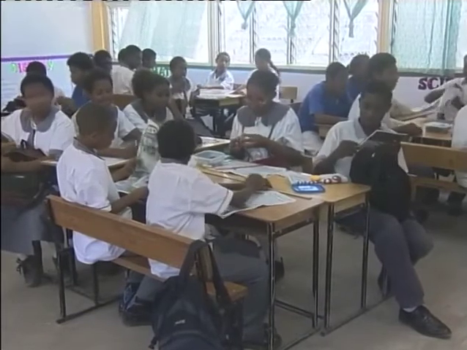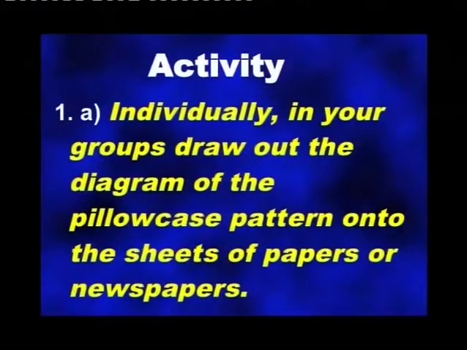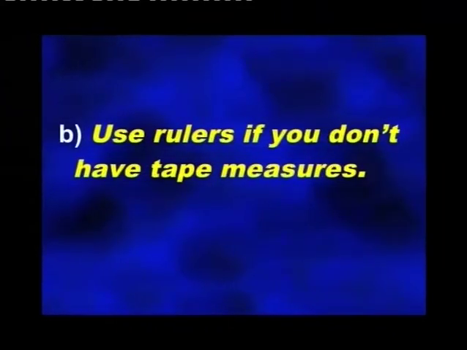Now, if I can have the class read for us what we will all be doing together. The first one, we have A and B. 1A and B together, read. Individually in your groups, draw out the diagram of the pillowcase pattern onto the sheets of paper or newspapers. Use rulers if you don't have tape measures. So you will be drawing out the diagram of the pillowcase pattern on the newspapers.